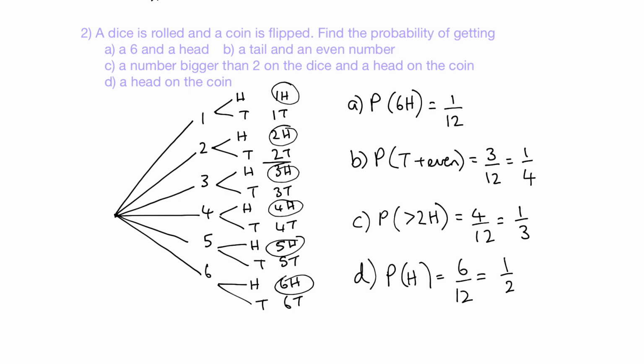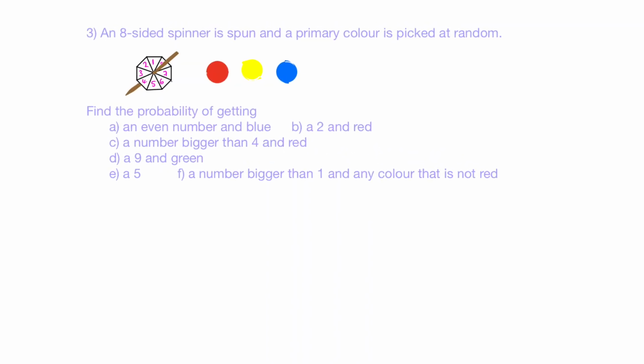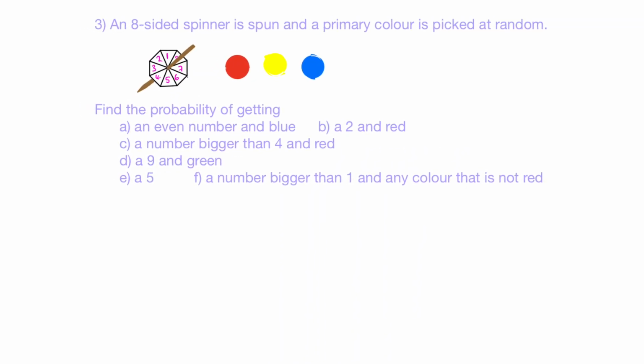Okay, got one more example to look at. So, an 8-sided spinner is spun and a primary colour is picked at random. So here's our 8-sided spinner. So it's got equal chance of landing on any of the numbers from 1 to 8. Okay, so first of all, find the probability of getting an even number and blue.